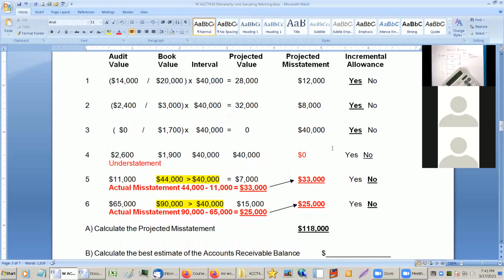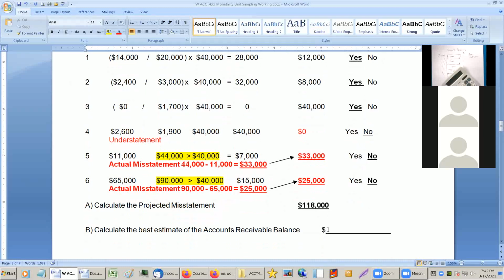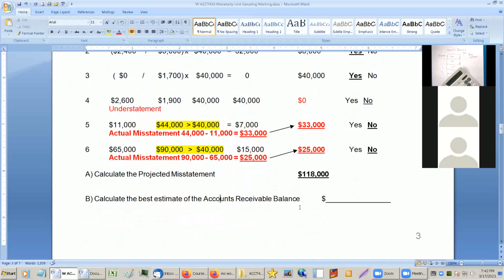When we talk about the upper limit, these incremental allowances, which we haven't talked about yet, will increase it a little bit. We'll talk about that. I won't get to it tonight. We'll get to it in the next class. Right? And so the accounts receivable balance would be, what is it, 800,000.